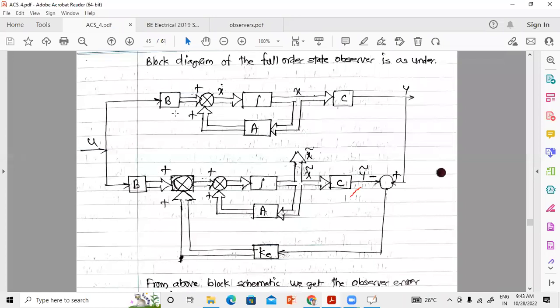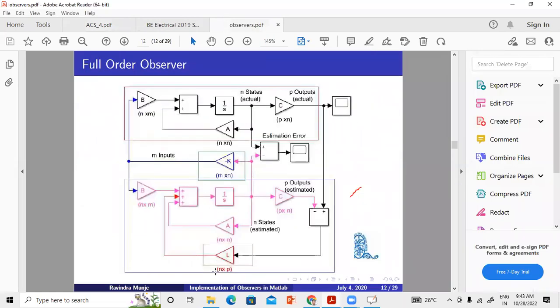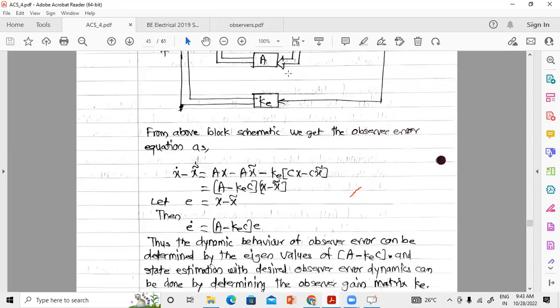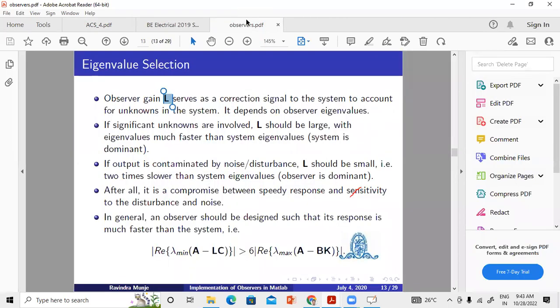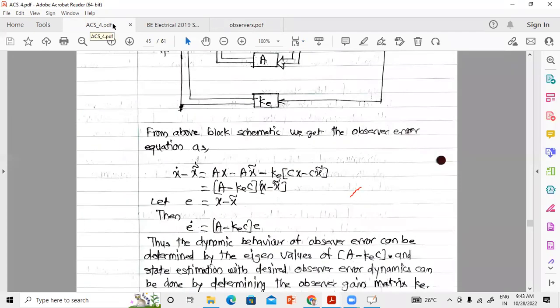observer system, which I showed you here. This is the same system. They have not shown the ke, but it is the same system. So from the above block diagram, we can get the observer equation as x dot minus x tilde dot is equal to ax minus ax tilde minus ke cx, which gives us a minus kec. In ours we have shown L, a minus lc, and here they have shown a minus kec.